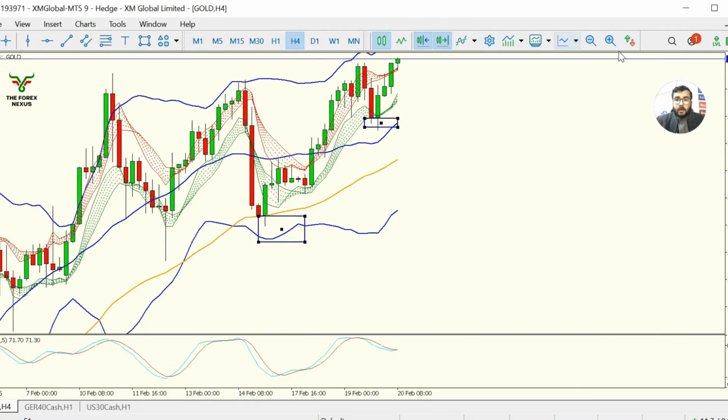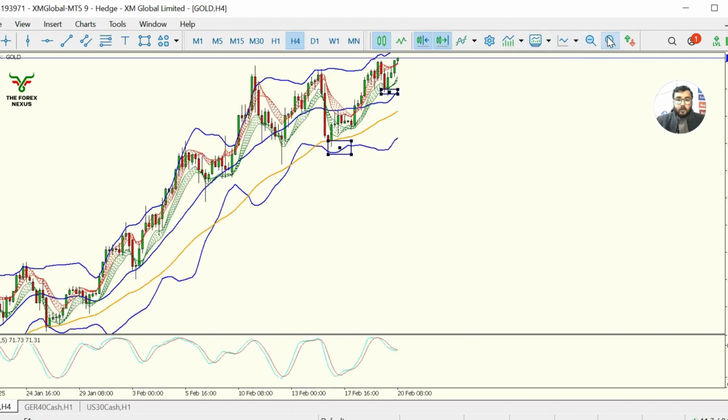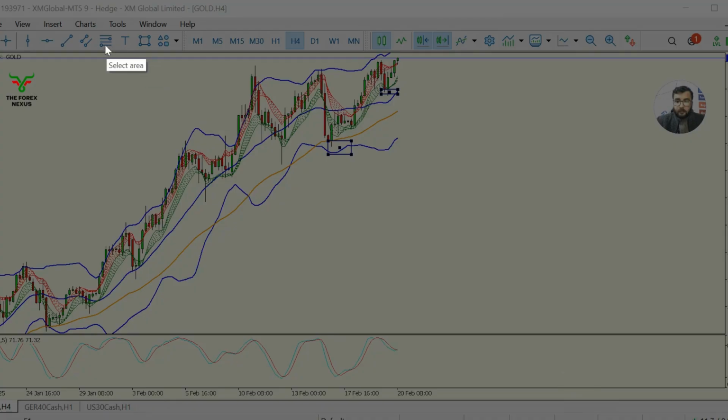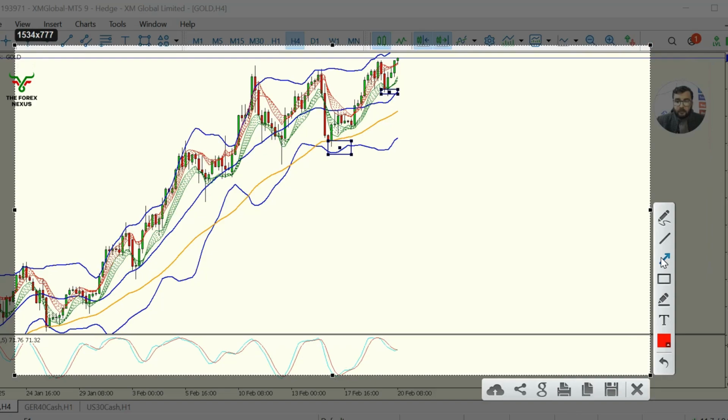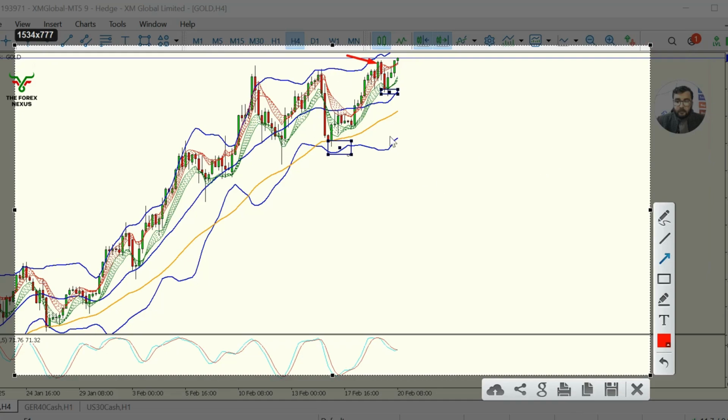Now on H4, we have a strong bullish trend on gold. People are waiting to sell here. Many traders are posting sells from this point, but we don't have any selling confirmation here. The market has potential to go more upside, so we can wait for the confirmation.